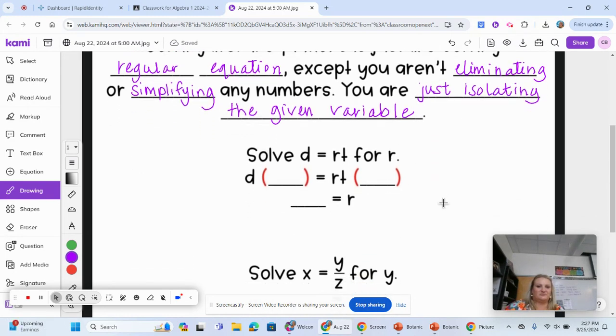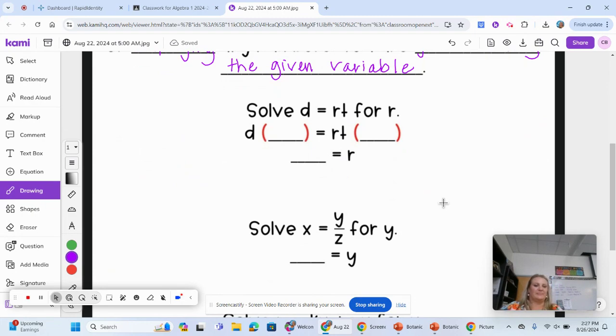So look at your little first example equation right here. It says solve d equals r times t. So this actually means distance equals rate times time. So there's an imaginary dot in between there. That means that you are multiplying. So right now it's solved for d, okay, because d is by itself.